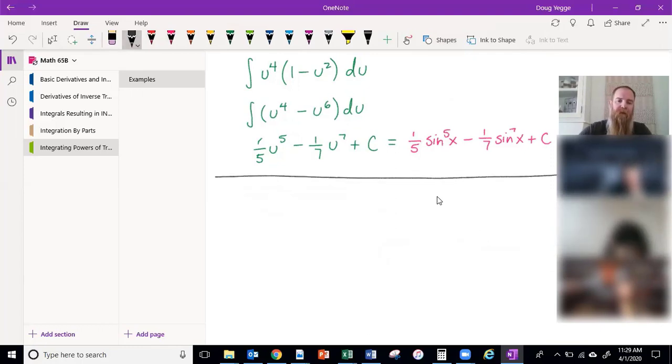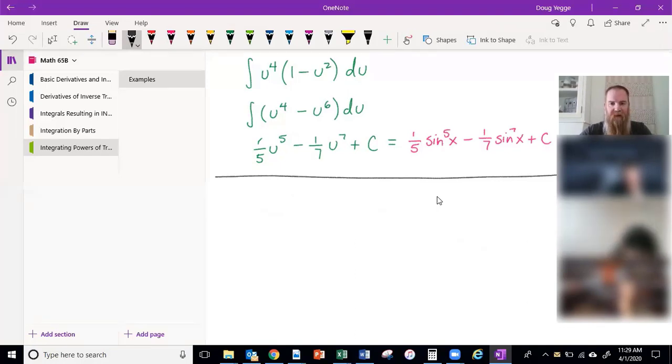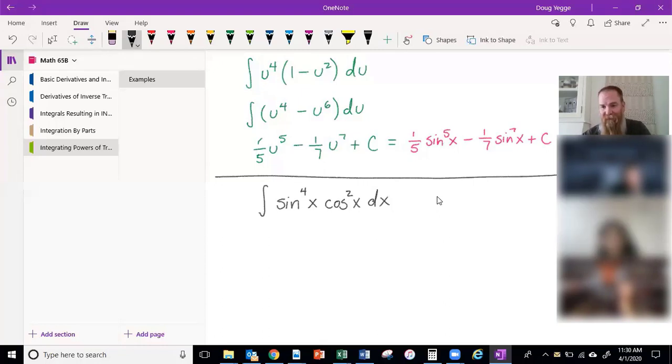Okay. So now let's look at how this is slightly different if we were to have something like the integral of sine to the fourth x cosine squared x. This is real similar to that last problem, right? The last problem was sine to the fourth x times cosine cubed x. The problem, unfortunately, is the method of solving this is drastically different.